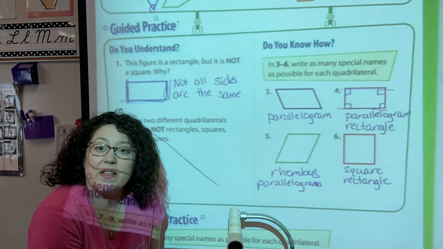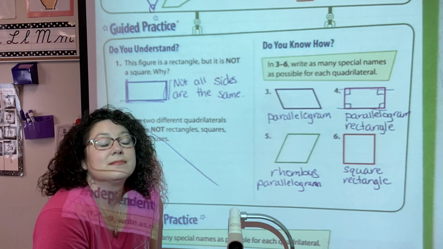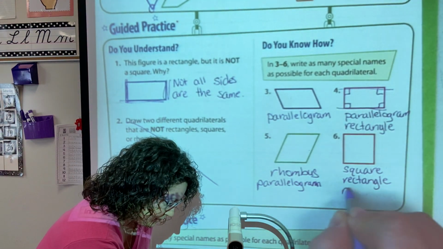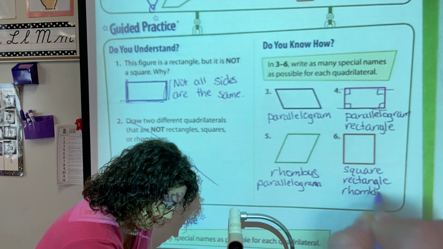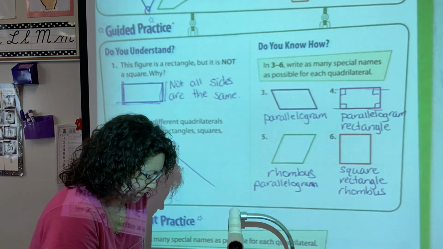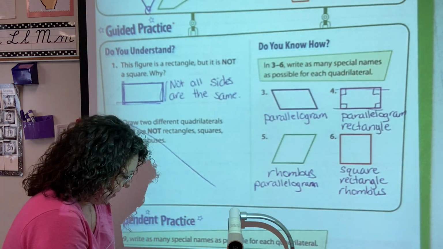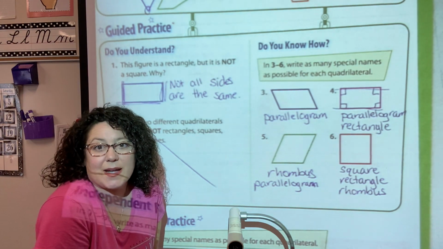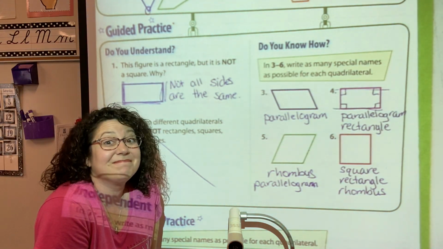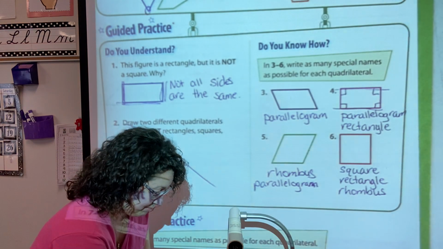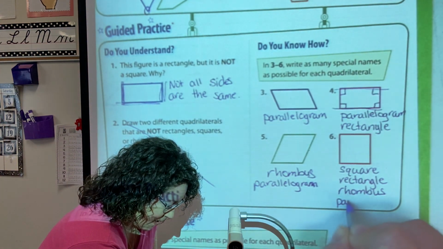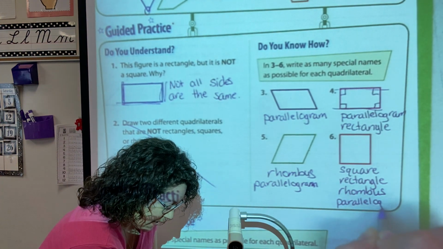Is it a rhombus? Are all the sides the same length? Mm-hmm. And is it a parallelogram? Are opposite sides the same length? Also, yes. Parallelogram.